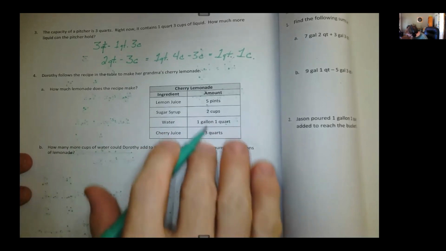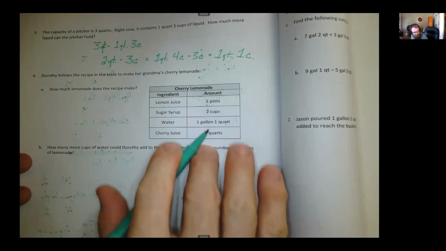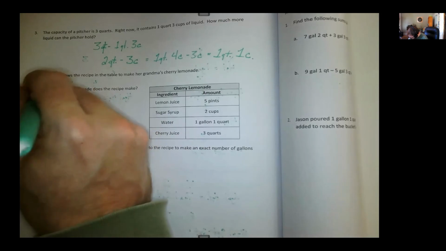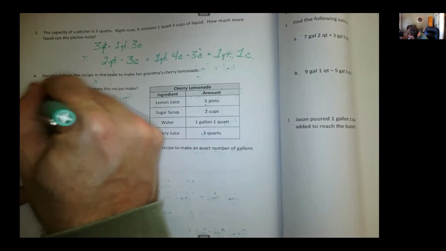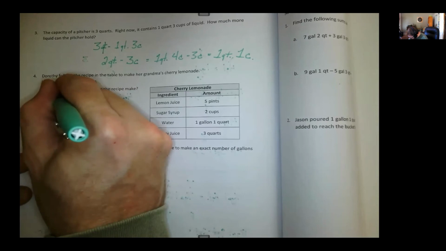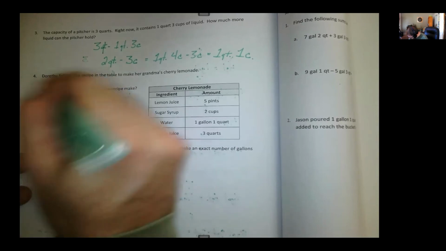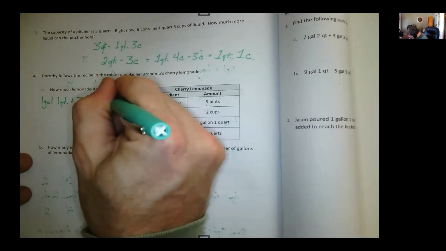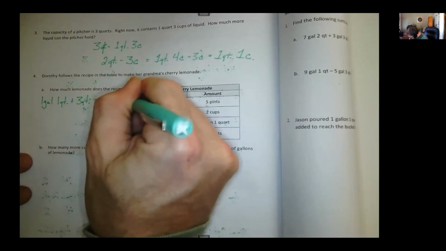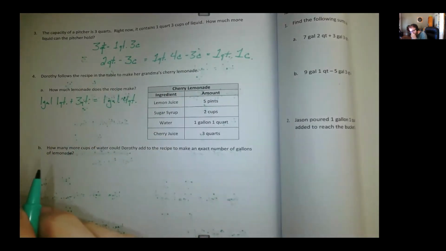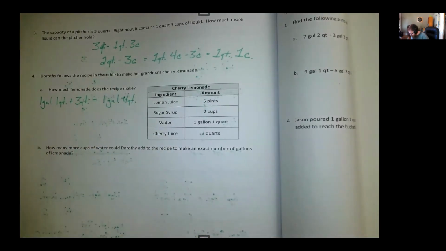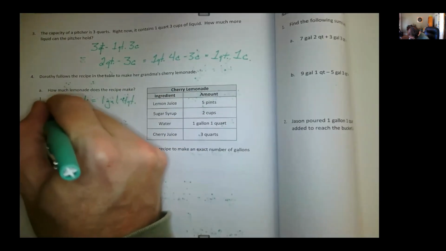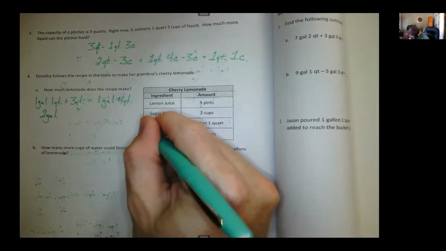Well, let's do these two first: water and cherry juice, since they have a unit in common. That's 1 gallon, 1 quart, plus 3 quarts equals 1 gallon, 4 quarts. But of course, if we look to our conversion chart, we know that 4 quarts is equal to a gallon, right? So 1 gallon, 4 quarts equals 2 gallons. 2 gallons, and we've done water and cherry juice.